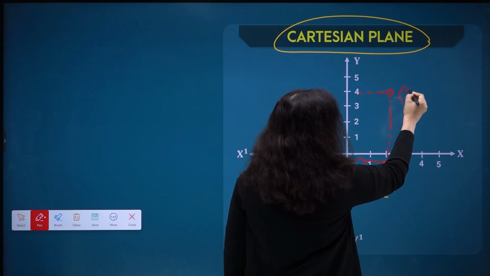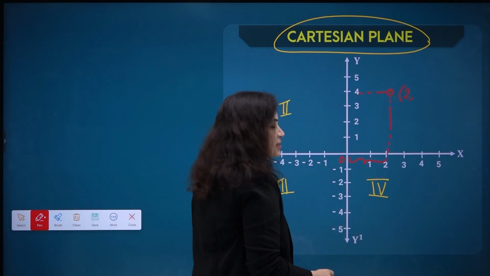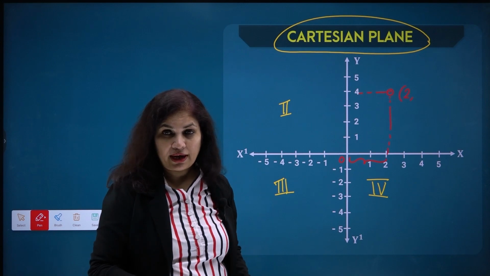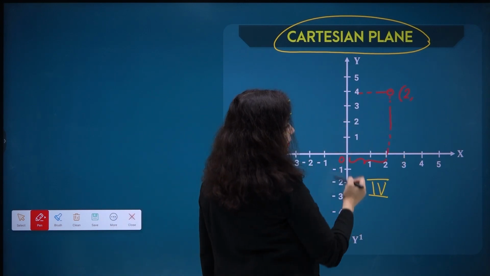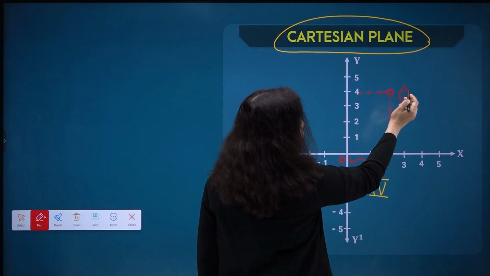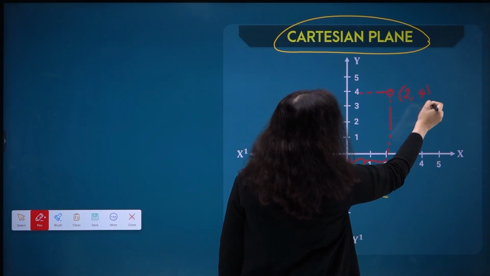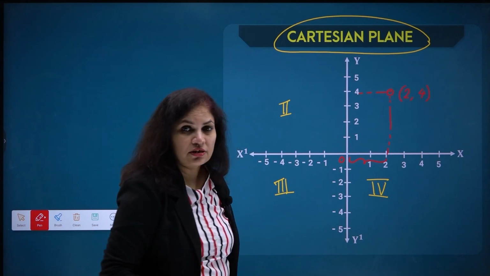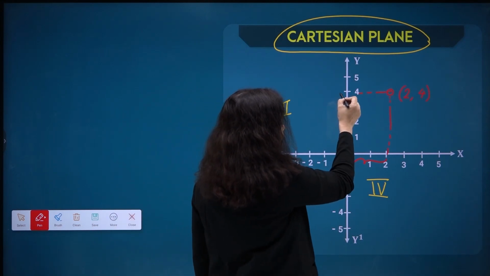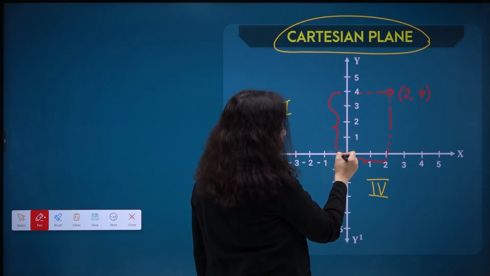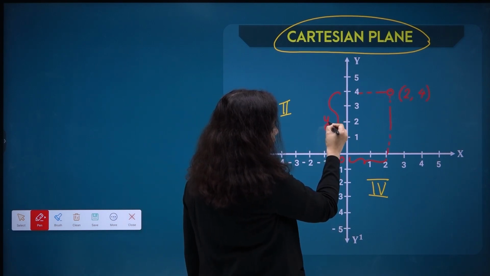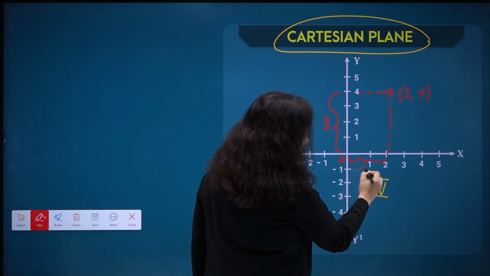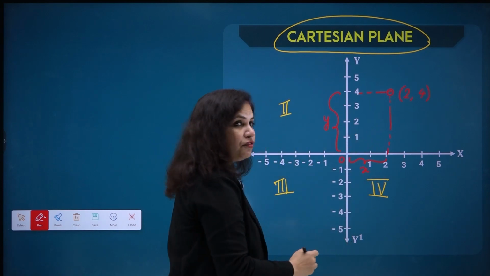So first I will write down how far it is from the y-axis. Now let us see how far this point is from the x-axis. It is 4 units away from the x-axis. So what do we see? That the vertical distance gives you the value of y and the horizontal distance gives you the value of x.